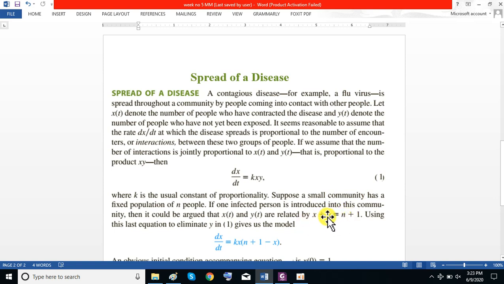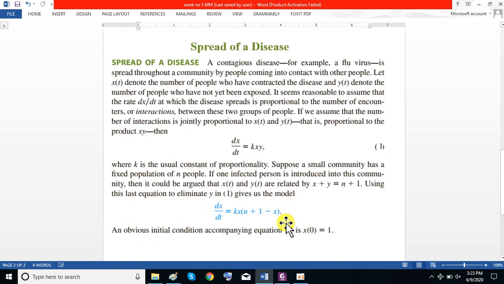So y is equal to n plus 1 minus x. Put this in equation number 1 and we get this last equation, eliminating y in 1, which gives us the model dx by dt is equal to kx, and in place of y you put n plus 1 minus x. Now this is the mathematical model for such kind of spread of disease phenomena.